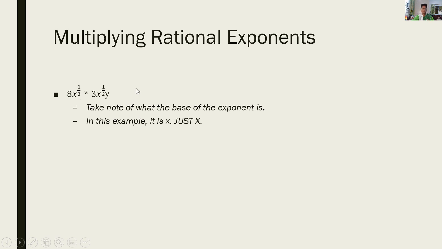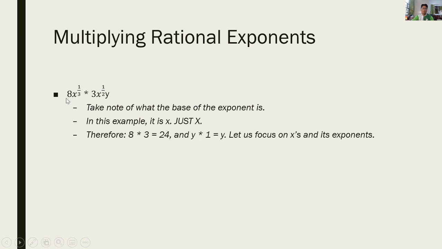Simply for x. Which means, yung rest, simplify na natin. 8 times 3, 24. And then yung y, wala siyang kasama. Y times 1 is equal to y. So meron na tayo sa final na sagot na 24 at saka y. Now, let us focus on x and its exponents. And in particular, sa exponents tayo mag-focus, which is fraction.